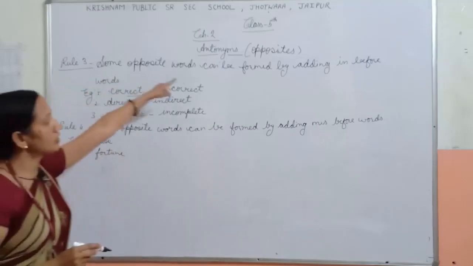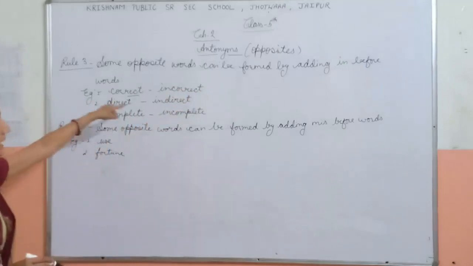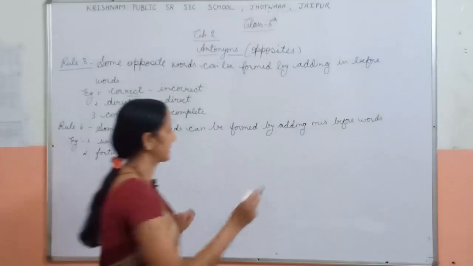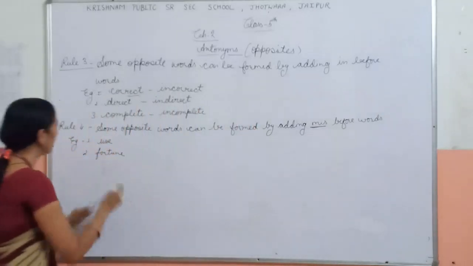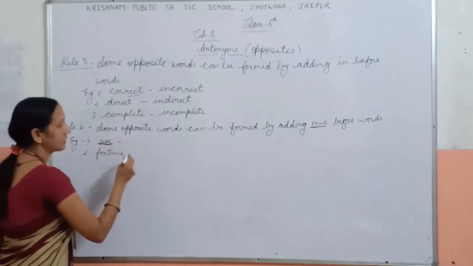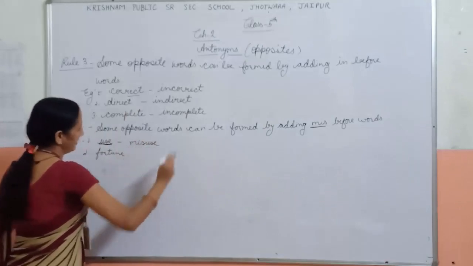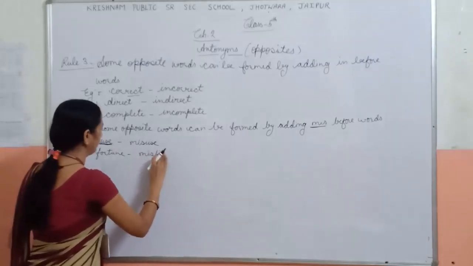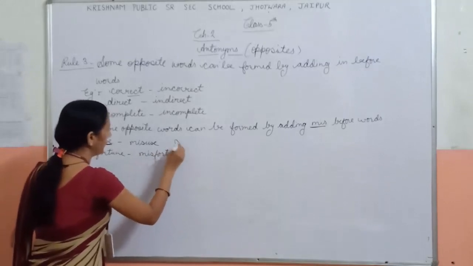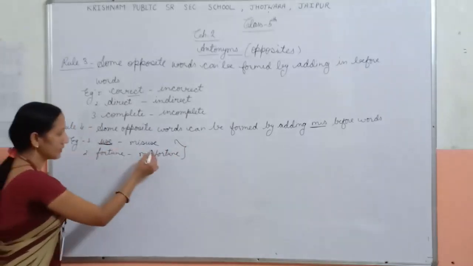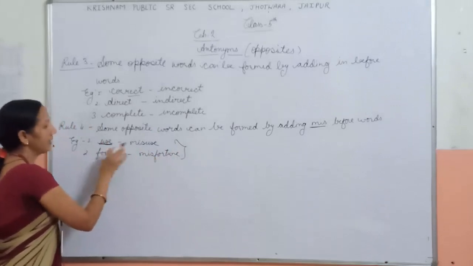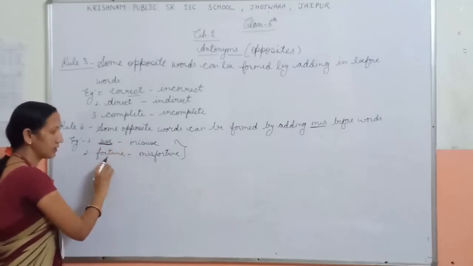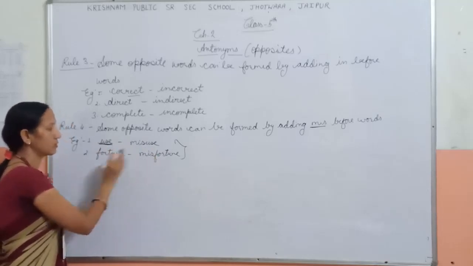Now I repeat again. Our third rule is some opposite words can be formed by adding in before words. And fourth rule is some opposite words can be formed by adding mis before our words. Our word is use, and I write mis before our word. Misuse. Fortune, misfortune. Now they become opposites of these words. Use is the opposite of misuse, and misuse is the opposite of use. Fortune is the opposite of misfortune, and misfortune is the opposite of fortune.